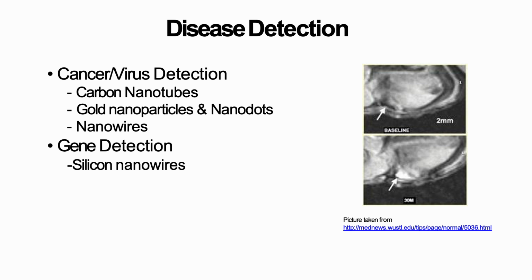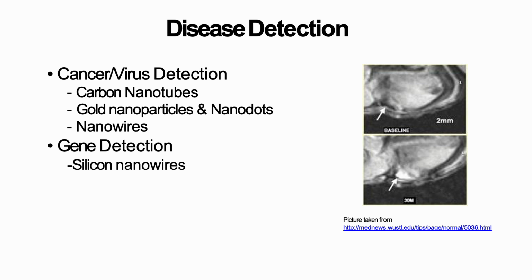Now, we can use the nanoparticles for cancer and for virus detections. We can use carbon nanotubes. We can use gold nanoparticles and nanodots. You will also hear about nanowires. These are all different nanoparticles that are used for the disease detection.